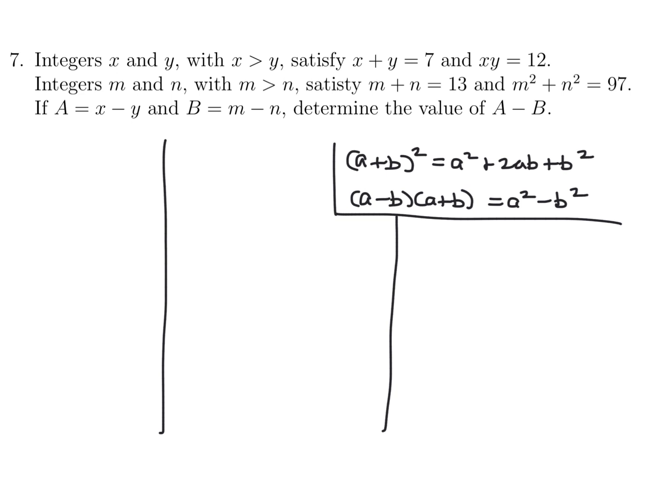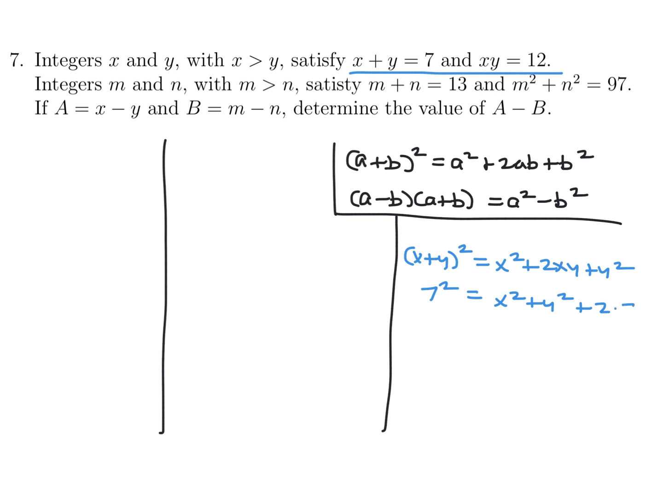Okay. So first, let's start with the x's and the y's, these guys. So x plus y squared, that's going to be x squared plus 2xy plus y squared, right? Well, x plus y is 7, and xy is 12. So that's going to be 2 times 7. So x squared plus y squared is 49 minus 14, which is what? Sorry, why did I put a 7 there? xy is 12, right? Yeah, so 2 times 12. So 49 minus 24, so 25.